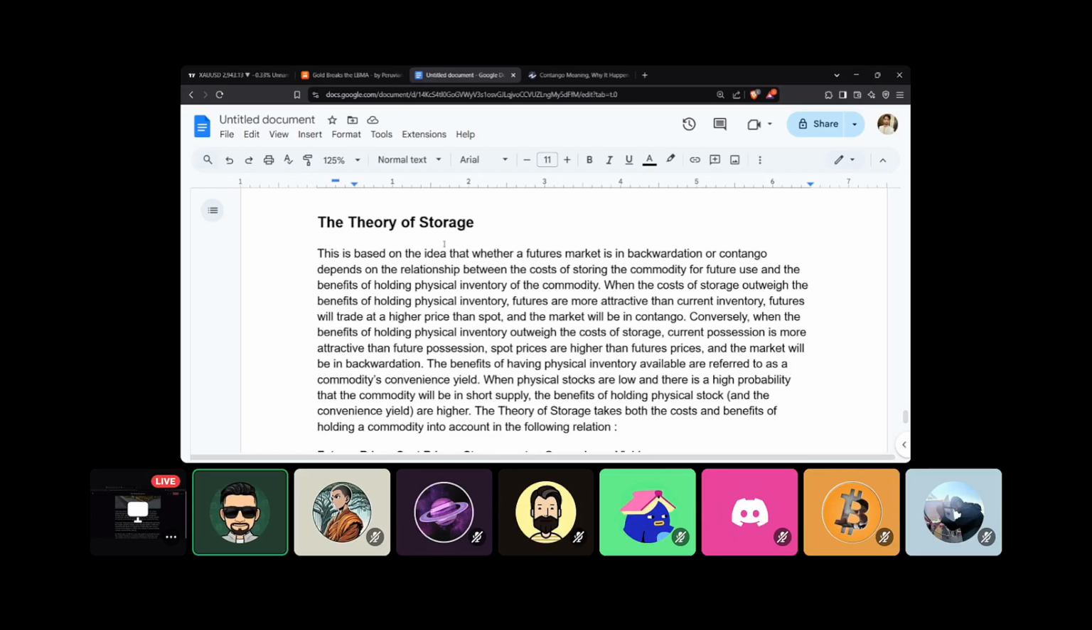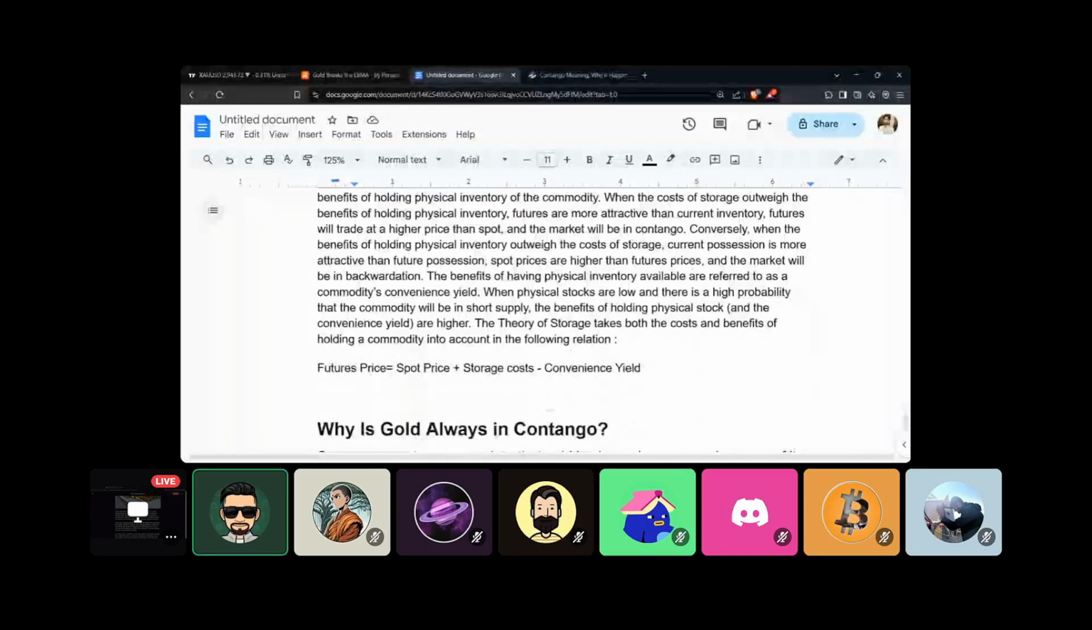This is based on the idea that whether a futures market is in backwardation or contango depends on the relationship between the costs of storing the commodity for future use and the benefits of holding physical inventory of the commodity. So basically, keep in mind this equation: futures price is equal to spot price plus storage costs minus convenience yield.